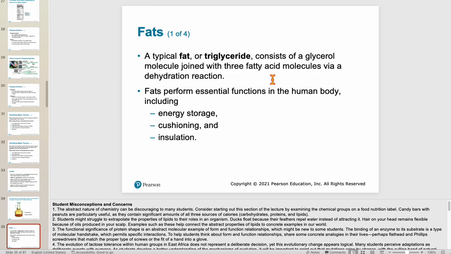So your carbohydrate energy is glucose, but the fat energy will be triglycerides. Okay, next slide.